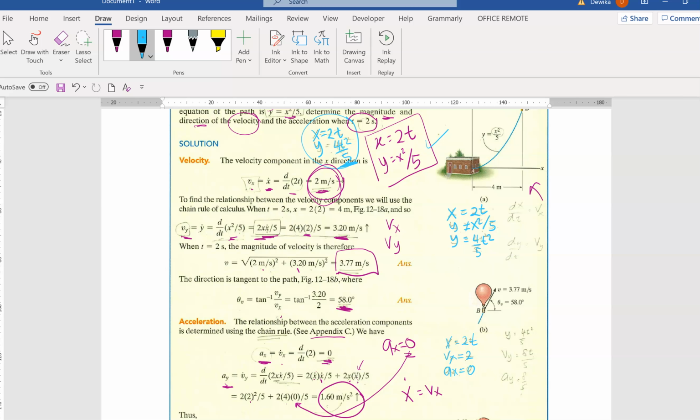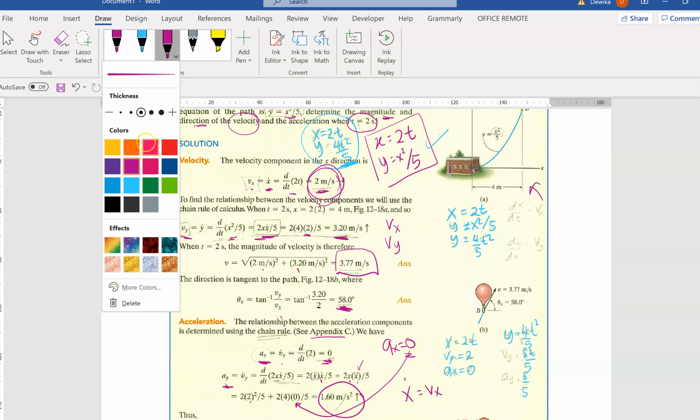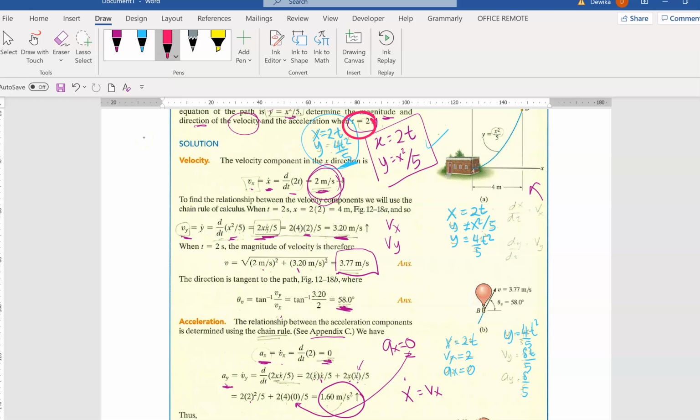Next, with your y. So now your y is 4t square over 5, right? When you differentiate this, you get what? 8t over 5. When you differentiate this, you get 8 over 5, correct? Now to solve, you plug in the time, which is 2 seconds. They have told you the time is actually 2 seconds. You plug it in here, you will get the same answer.